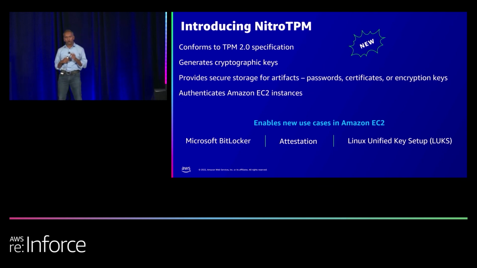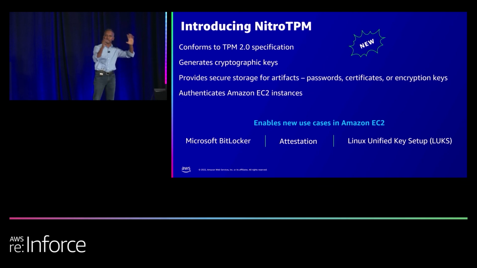NitroTPM also conforms to the TPM 2.0 specification. What this allows is for applications that are on-prem today and rely on TPM 2.0 capabilities to migrate to the cloud that much more easily. Some of the applications that we are looking at and hearing from customers are Microsoft BitLocker, just pure attestation capabilities, and Linux Unified Key Setup. Of course, there's a lot more TPM-based use cases and applications out there, but these are some of the more prominent ones that we are seeing today.